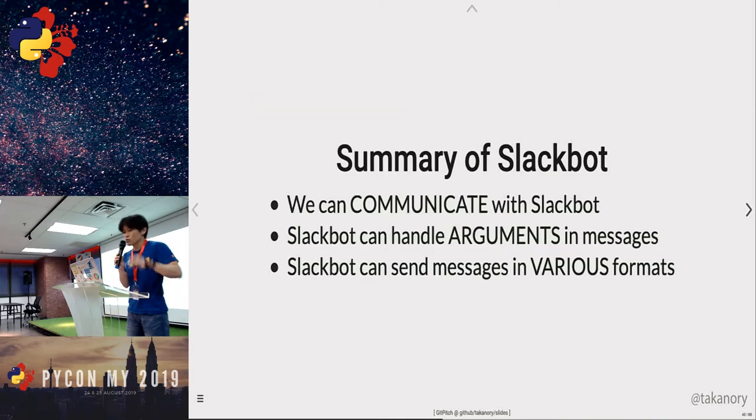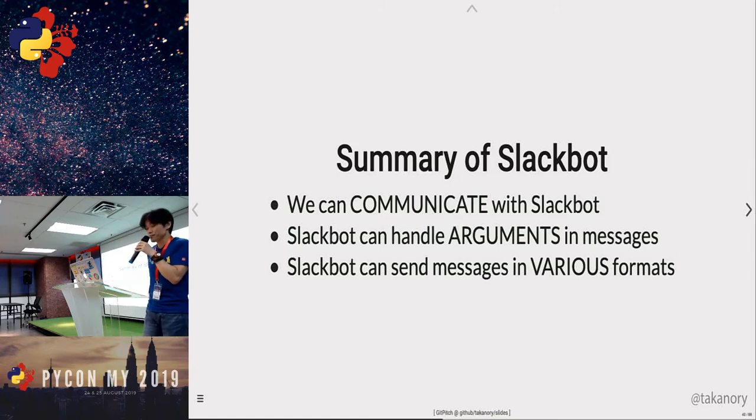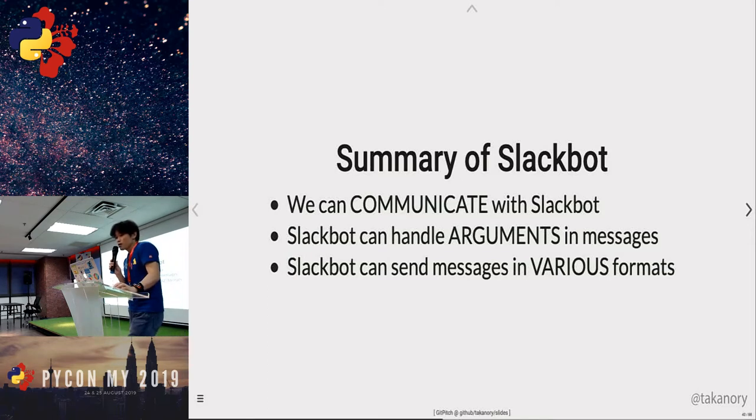Summary of Slackbot. We can communicate with Slackbot: I send a message and Slackbot responds. Slackbot can handle arguments in messages: I send choice, ramen, sushi, and Slackbot accepts the message. And third, the bot can send messages in various formats, that is, with attachments or Block Kit Builder. I think you understand Slackbot can do various things. Okay.